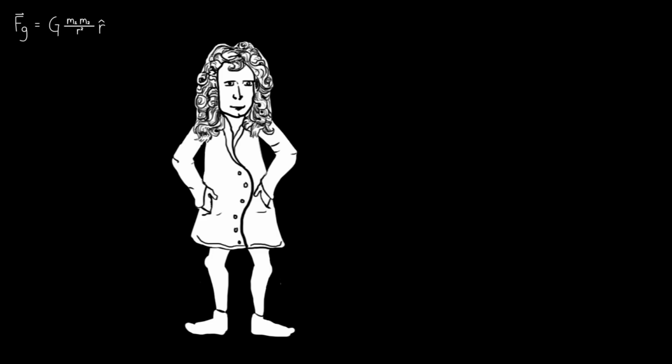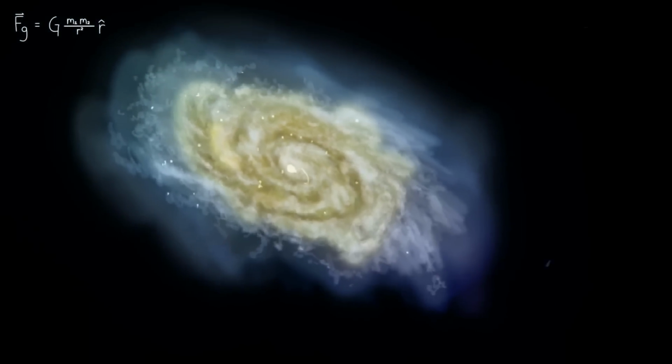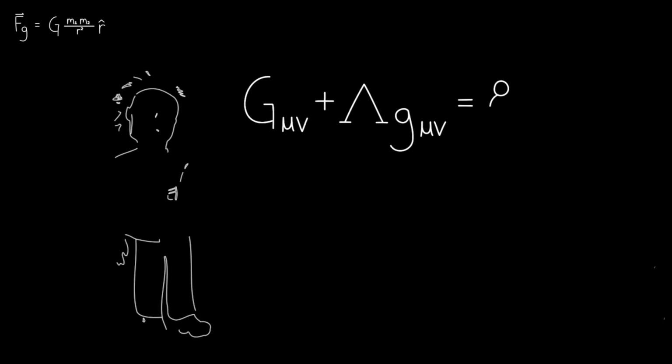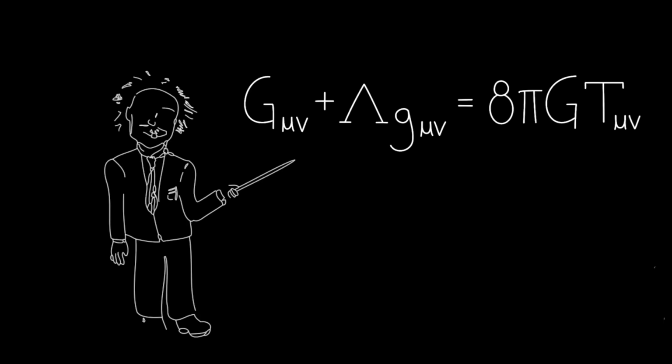A real triumph of Newton's approach was that it worked for everything, from people on the Earth out to some of the most distant objects that we can see. But it couldn't handle everything, and that's why we need this next part.